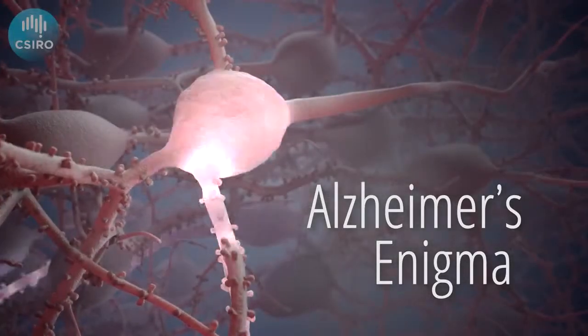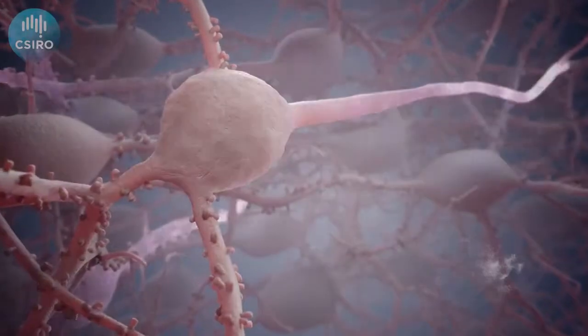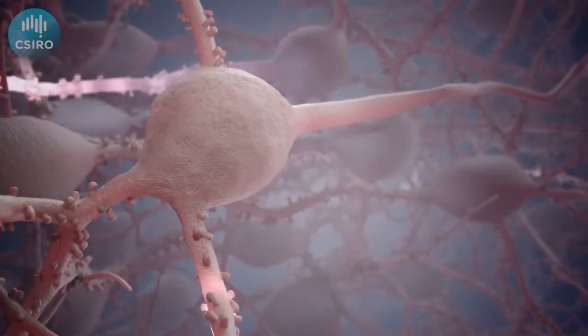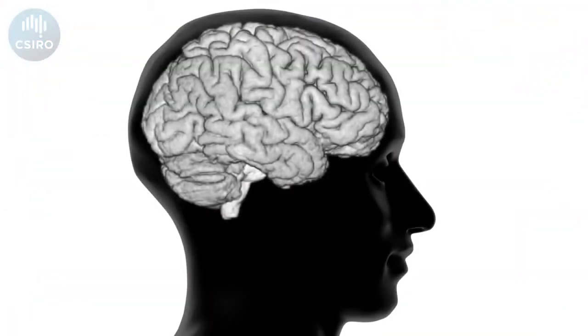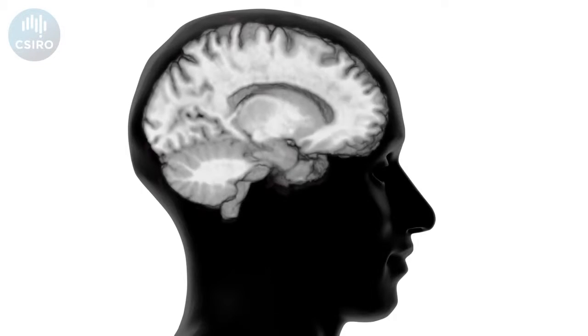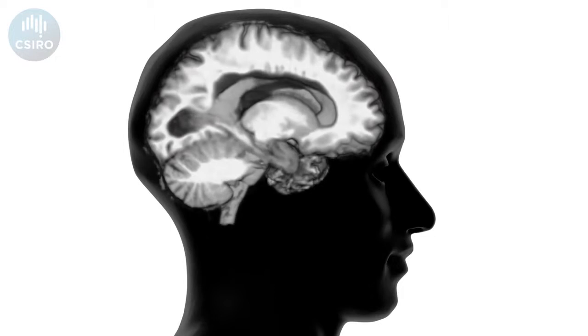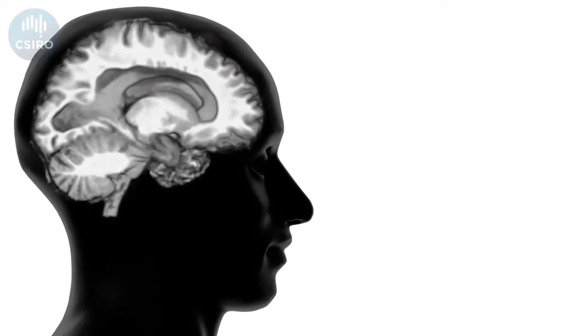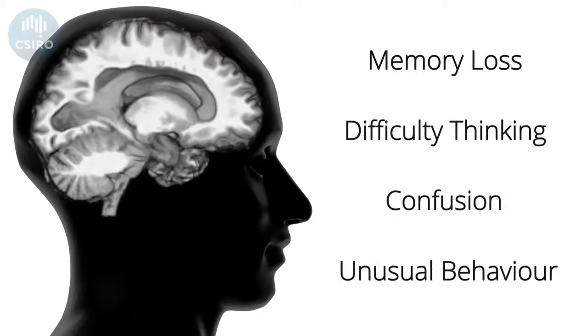Alzheimer's disease is a major unsolved puzzle in medical research. Currently, there is no cure, no effective treatment, not even certainty about its cause. As Alzheimer's disease progresses, brain tissue shrinks and dies. This causes a gradual loss of short-term memory, difficulties thinking, confusion, and behavioural changes, ultimately leading to death.